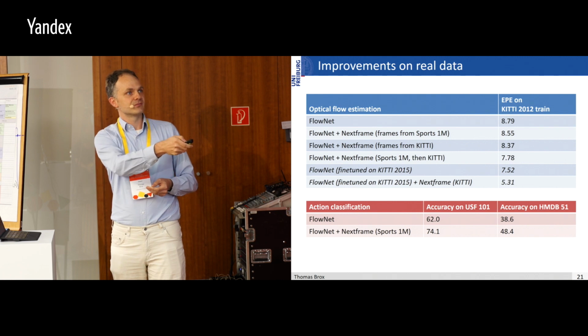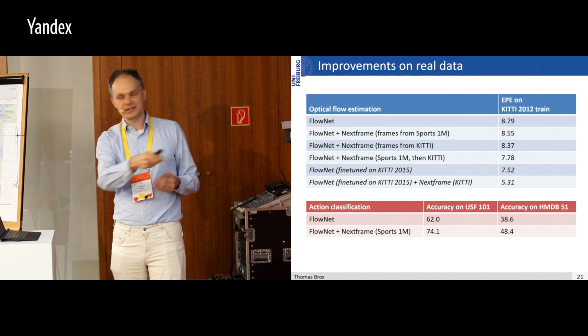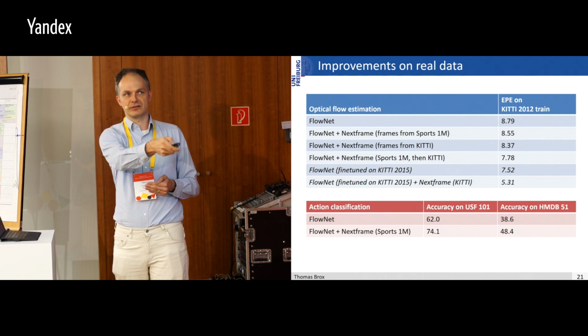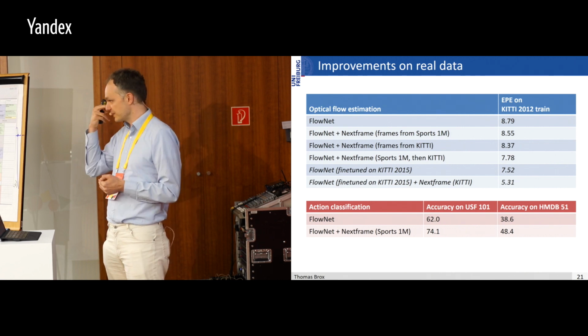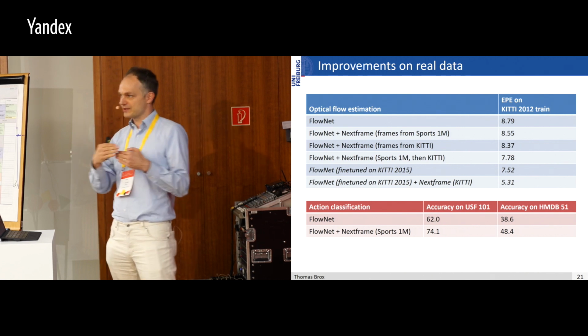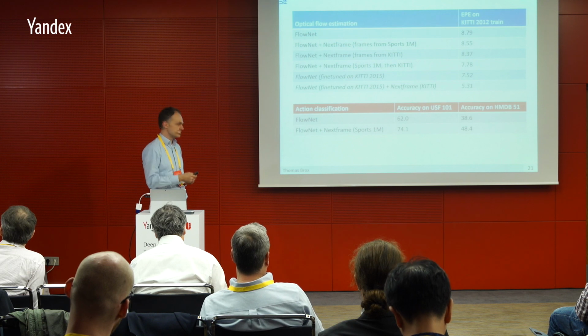If you fine-tune the FlowNet on this Kitti data and then additionally use this next frame prediction, you can again improve results. So this self-supervised task really helps to adapt the network to these real images.